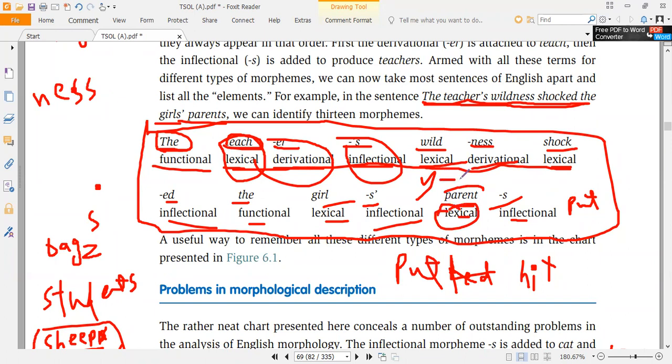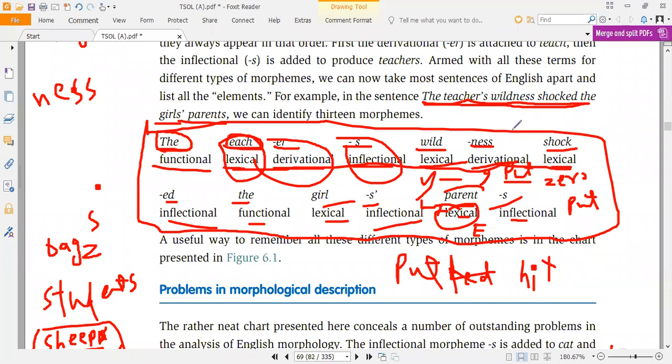Now yesterday is an adverb, so beneath yesterday you need to write lexical morpheme, right? Beneath I you need to write functional morpheme. Then put: beneath put, you need to write lexical morpheme, and here you need to write zero morph. Why? Because the second form is there.